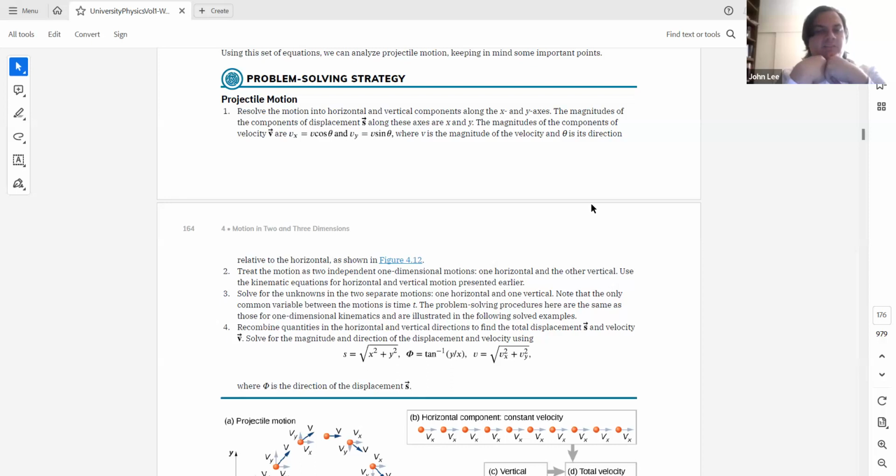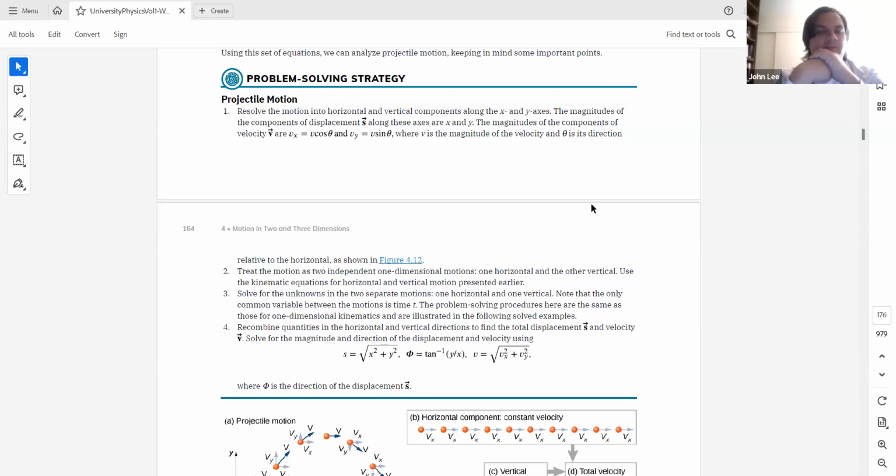Solve for the unknowns in the two separate motions, one horizontal and one vertical. Note that the only common variable between the motions is time t. The problem-solving procedures here are the same as those for one-dimensional kinematics and are illustrated in the following solved examples, which I won't go through all of them, but I will go through one or two, and then recombine the quantities of the horizontal and vertical directions to find the total displacement s and velocity v.